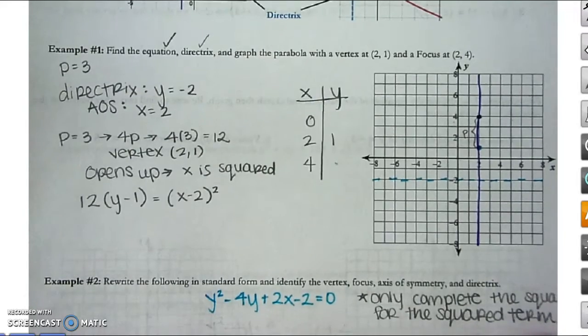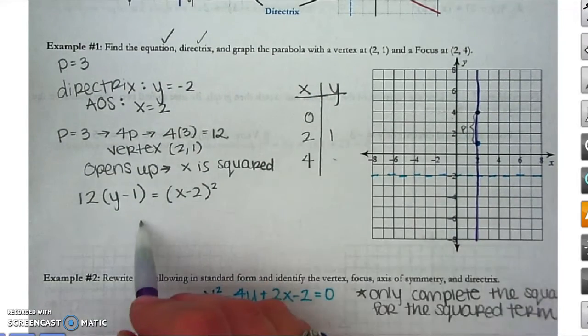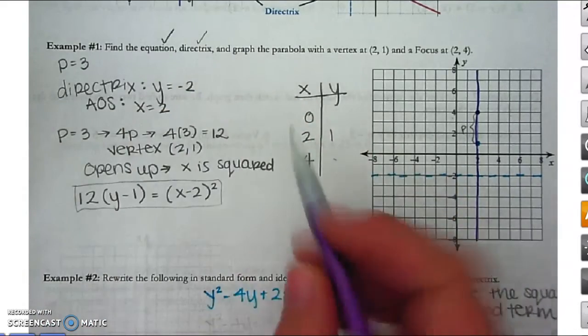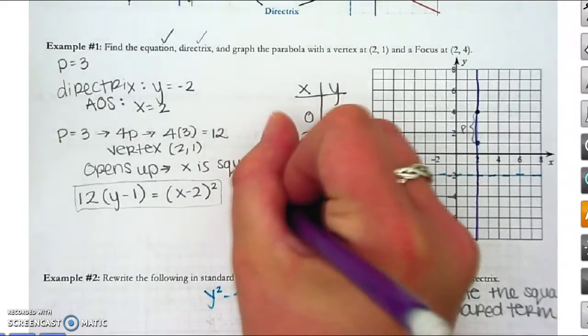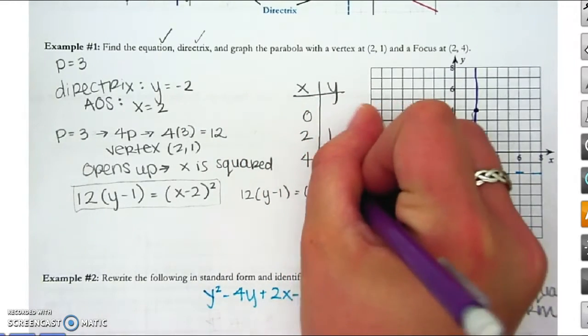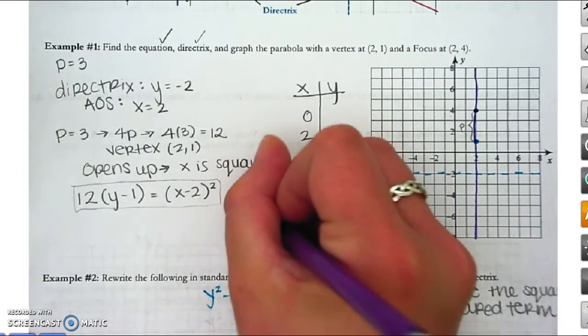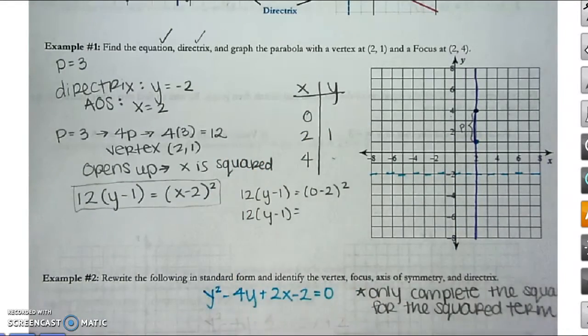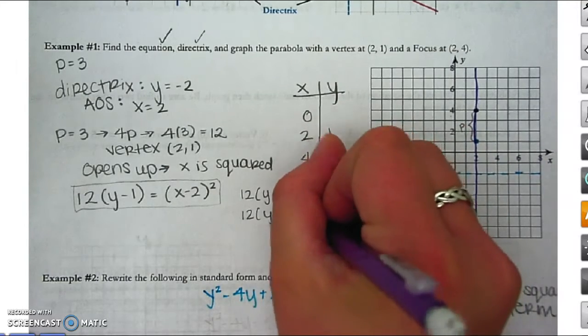So I'm going to plug this into my equation. I'm going to plug in 0 into my equation here. So here's my equation. I'm going to go ahead and plug in 0 for x. So I have 12 times y minus 1 equals 0 minus 2 squared. So on the right-hand side, 0 minus 2 is negative 2. Negative 2 squared is 4.